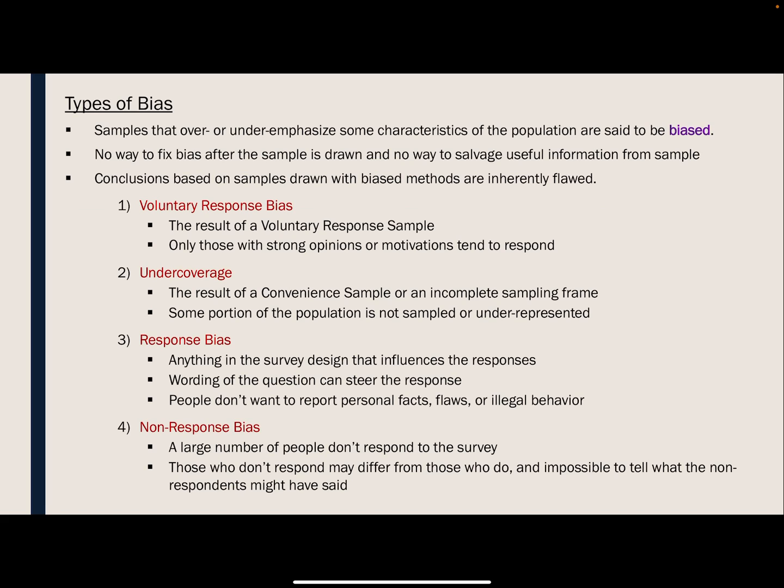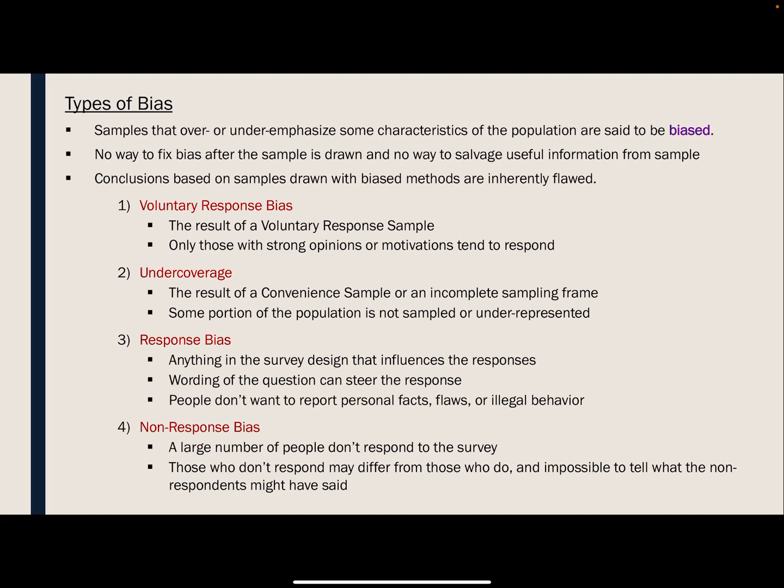So the first one is voluntary response bias, and obviously this would be a result of a voluntary response sample. So the bias is that basically people with strong opinions or strong motivations, like in the previous example where they could win tickets, tend to respond.